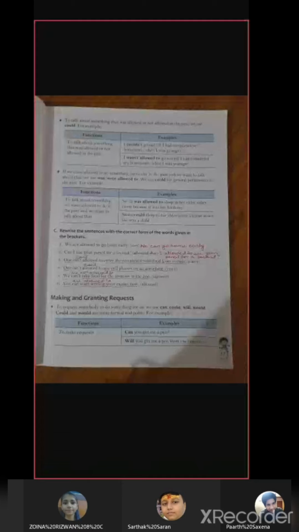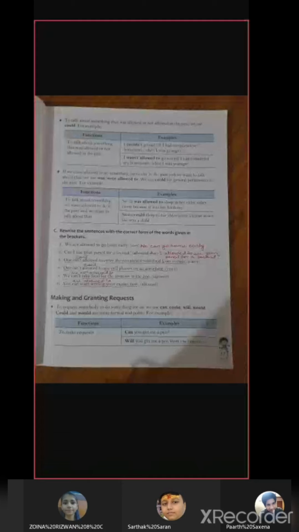Now coming to C exercise. Rewrite the sentences with the correct form of words given in the brackets. Number one, we are allowed to go home early. Now we have to use can. Answer is we can go home early.